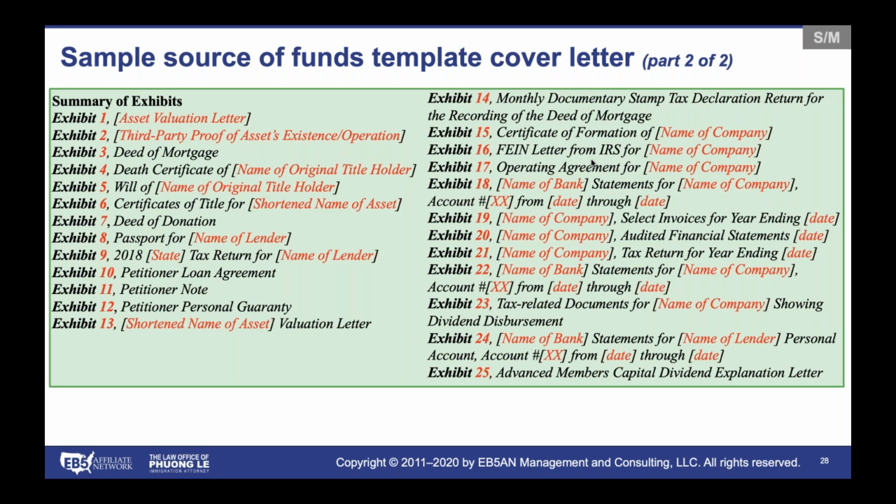And so it's really important to work with competent and experienced immigration counsel to make sure that you're not missing any of the exhibits that you're going to need. And again, all of these are also going to have to be in English. If they're not already in English, they would have to be translated as well.